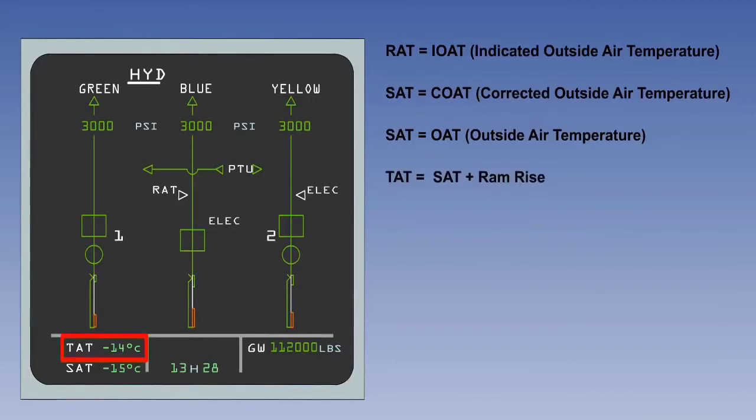The relationship between them is that total air temperature equals static air temperature plus ram rise. Static air temperature is always colder because total air temperature has undergone heating, and so ram rise is always positive. Or indicated outside air temperature equals corrected outside air temperature plus ram rise.